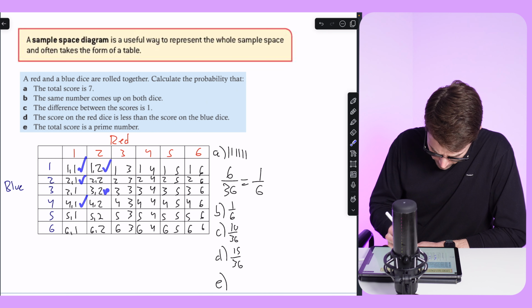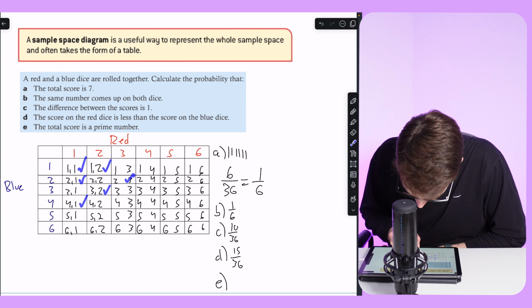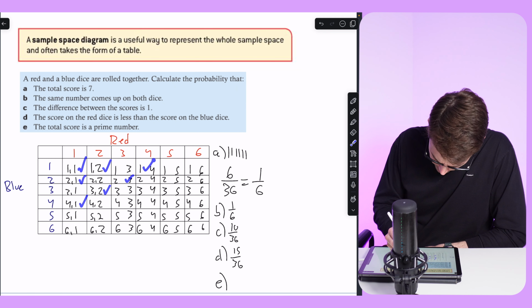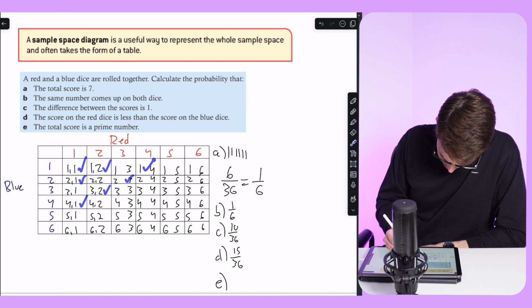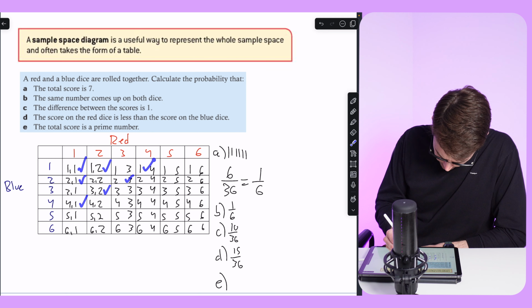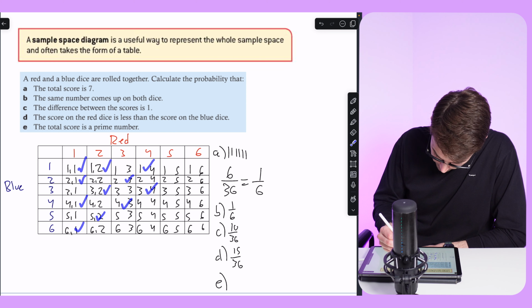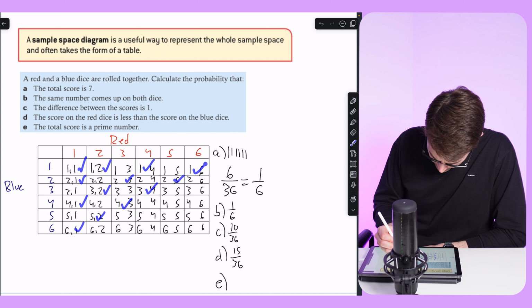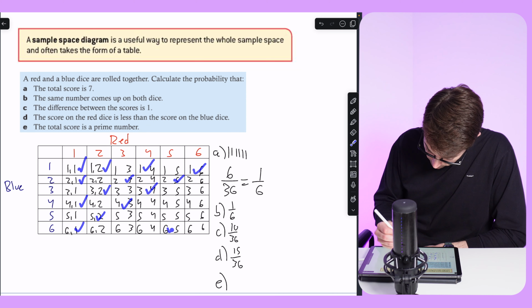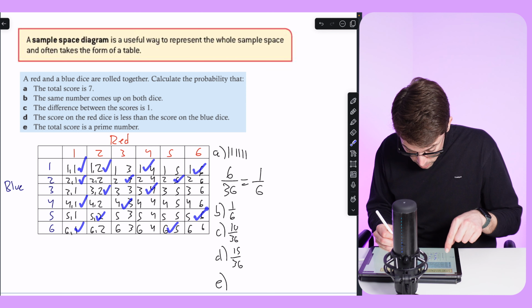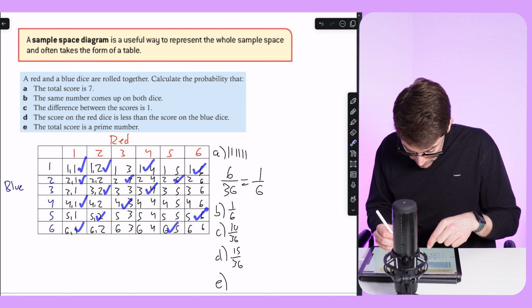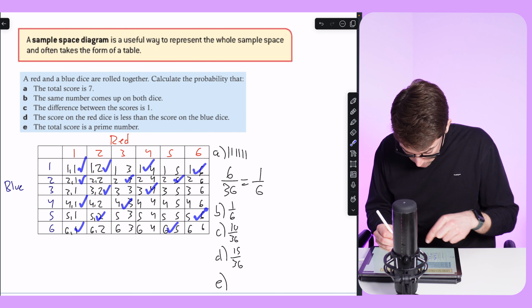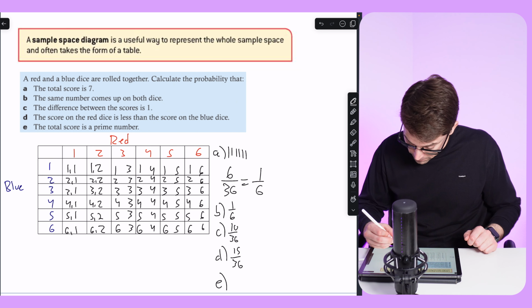So 5, 5, and 5. Then I have 6, 6, 6, and 6. Oh, I have another 5 right here, so that wouldn't work. Okay, right. And then 7 would work. So I'd have 7, 7, 7, 7, 7, and 7. 8 wouldn't work. 9 wouldn't work. 10 wouldn't work. 11 would work. And there we go. So I'd have 1, 2, 3, 4, 5, 6, 7, 8, 9, 10, 11, 12, 13, 14, 15. Again, 15 out of 36.